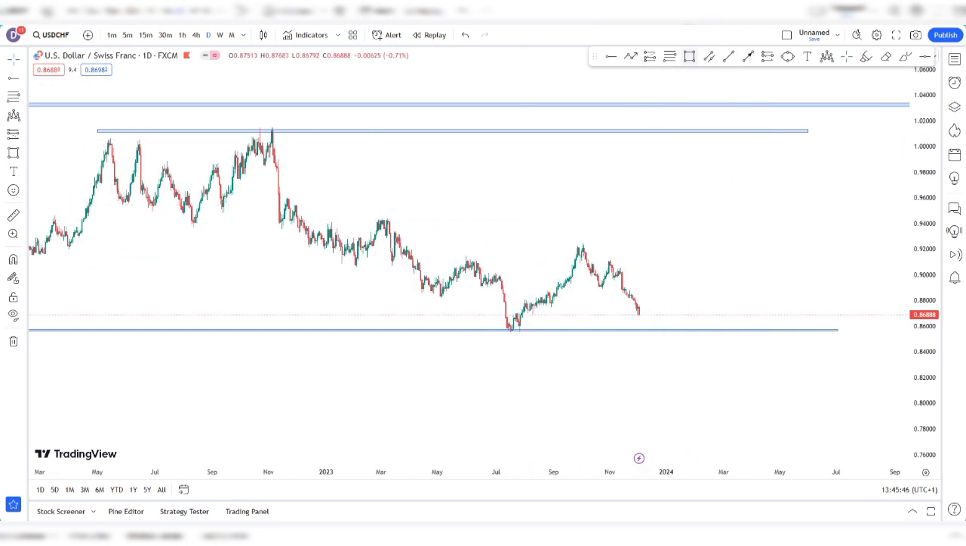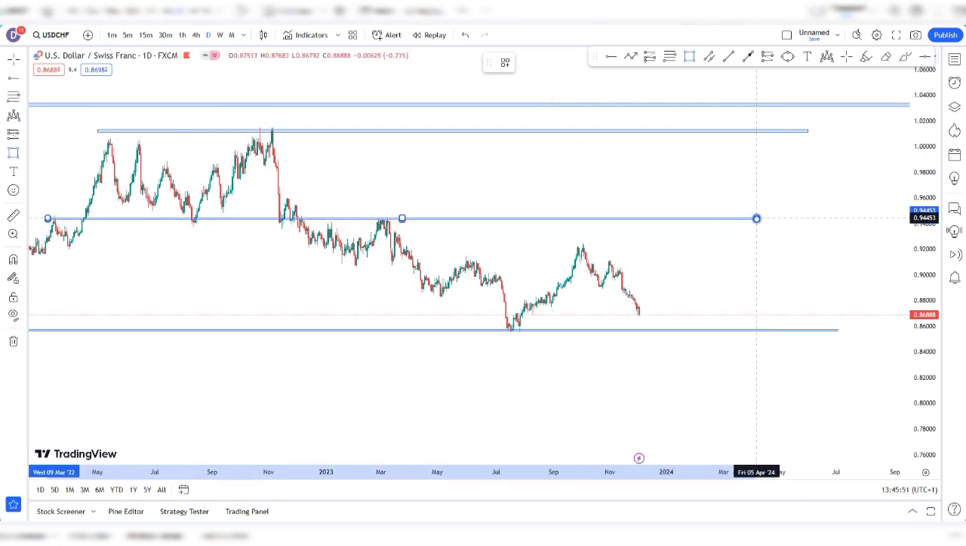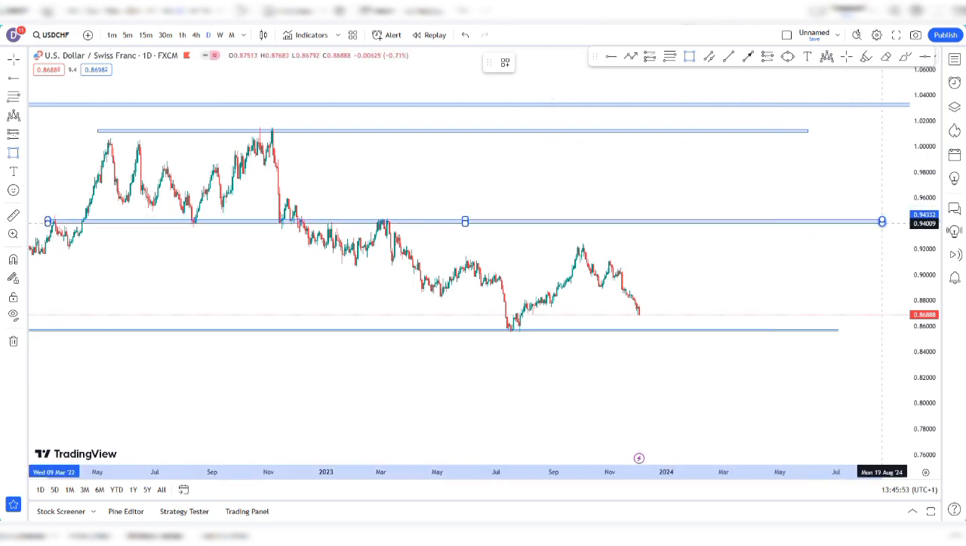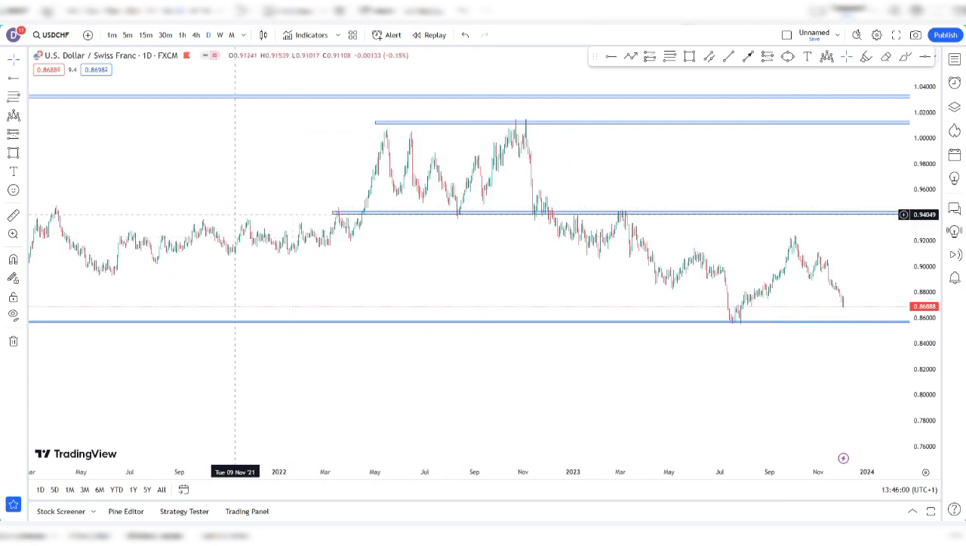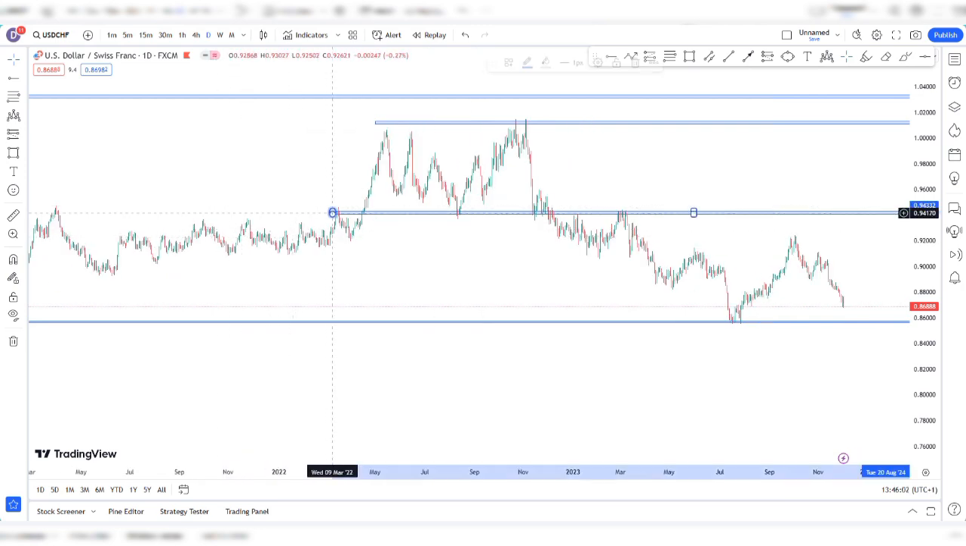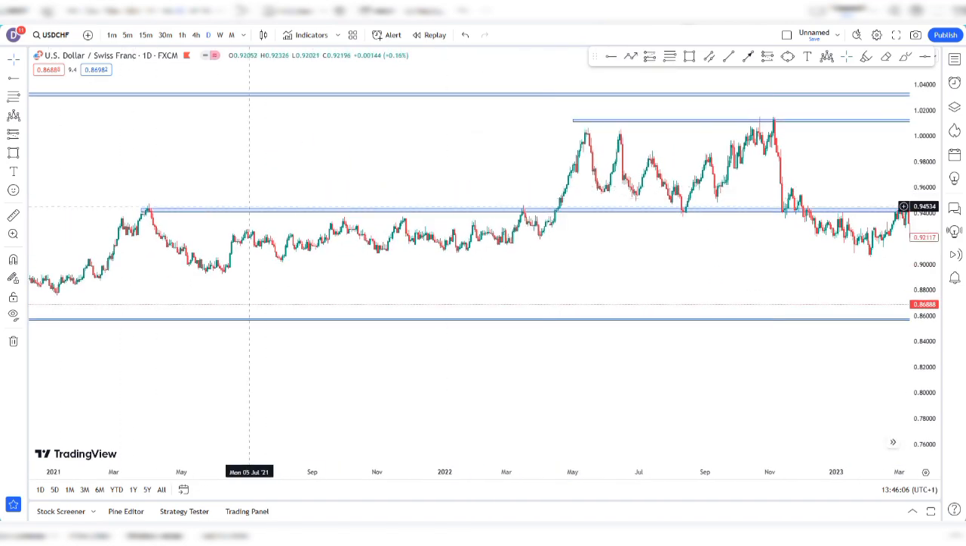Next is to identify another resistance point here. All these areas are just areas where I can see price has reacted to previously in the past. This area here is one of them. Even if you move this all the way here, we can see that there has been a reaction here, and there was one here as well, before price ended up breaking that level.